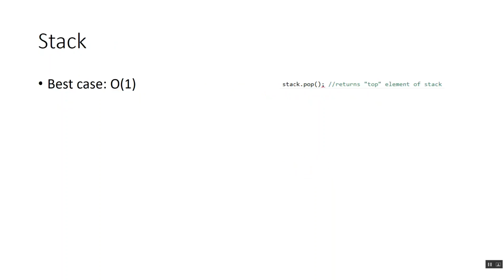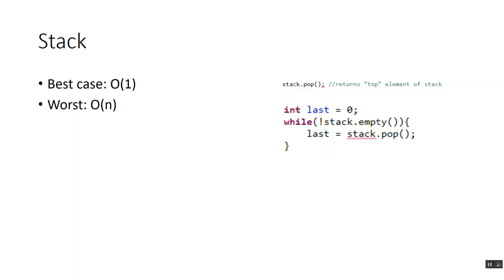For a stack, our best case scenario is going to be O(1), because that's going to return the last element of the stack. If you go back to the pancake visualization, that's like taking the pancake at the top. But our worst case is O(n). Here you can see the code segment that will get the last element of a stack. Basically, we're checking as long as the stack isn't empty, keep taking off elements and storing what they are.